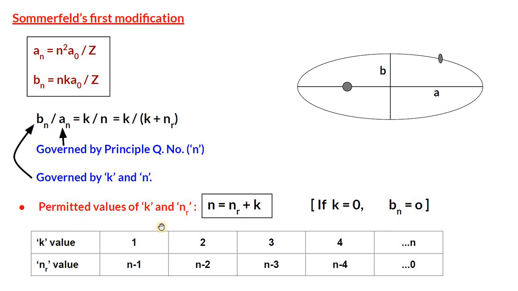So for a particular value of n, the k value will be 1, 2, 3, 4, dot dot dot n, that has a lot of possibilities. When k equals 1, nr will be n minus 1. So for a particular value of n, if we add these two, we will get the value of n. If you add 1 and n minus 1, the 1s will cancel and you will get n. If you add this, you will get n, and finally you will get n over here also.